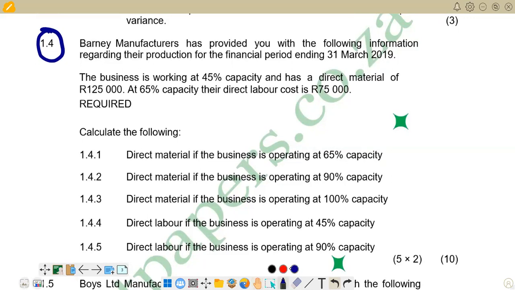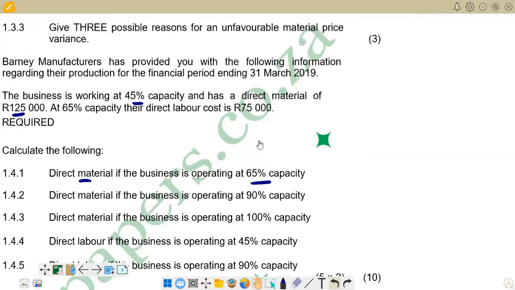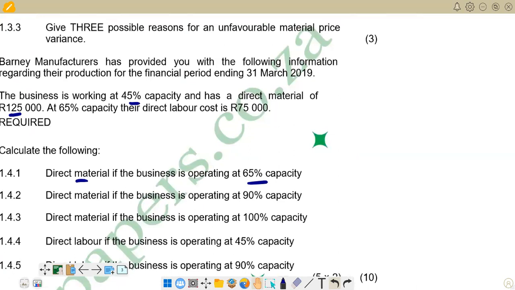So this is a very simple calculation that we need to do here. We are given 65% capacity and they need the direct material. But then here we're given an explanation that we have 45% capacity and the direct material will be 125,000. So just a simple proportion that we are going to employ there. So if we come here, let's just put this in the form of a proportion.